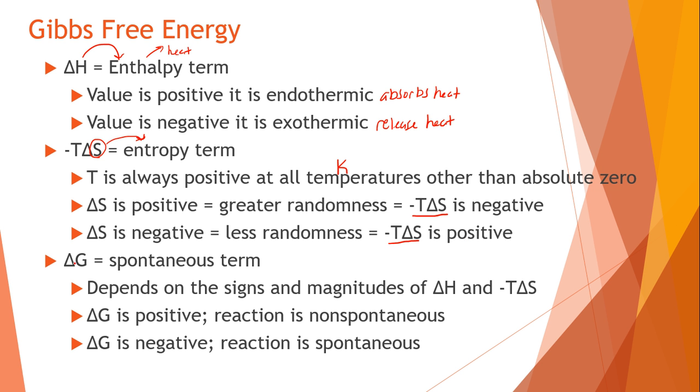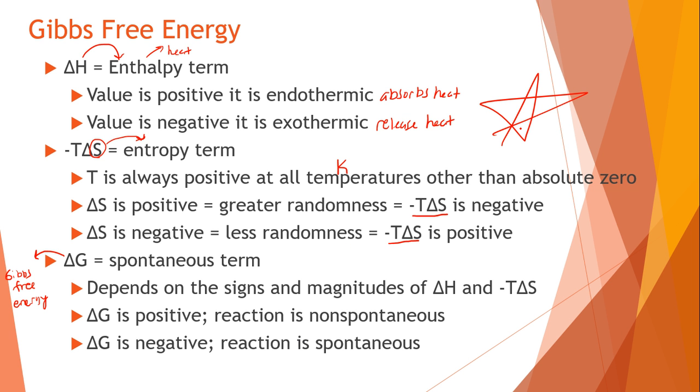And then delta G stands for Gibbs free energy. It's going to tell me my spontaneity. Remember, G stands for Gibbs free energy. Gibbs free energy depends on the signs, which means positive or negative, and the magnitudes, so if it's a low number or high number, of your enthalpy and entropy values. For example, if delta G is positive, that tells us my reaction is non-spontaneous, and if delta G is negative, it is spontaneous.